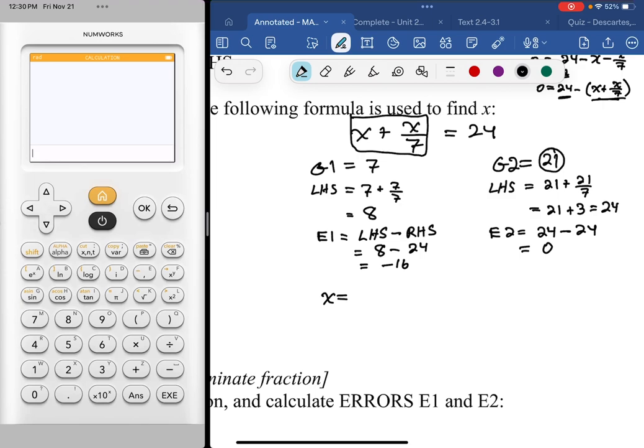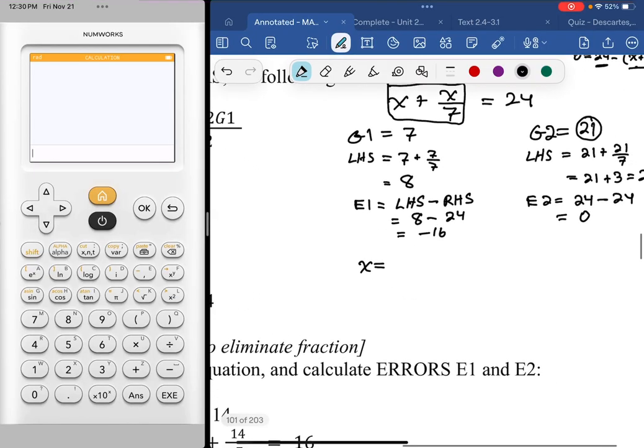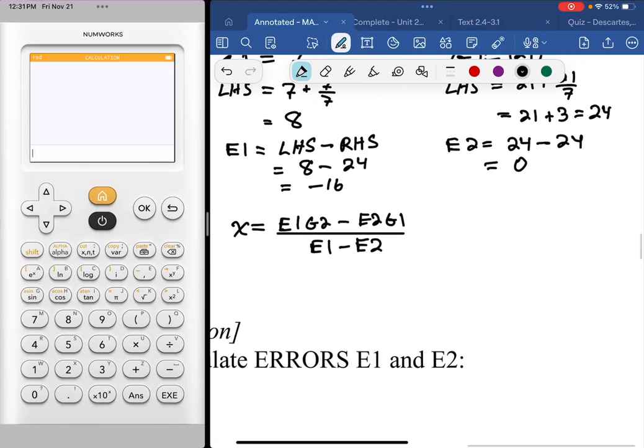So x is equal to your first error times your second guess minus your second error times your first guess over the difference of the two errors. I'll rewrite it here, but it's E1 G2 minus E2 G1. There's a little distributive property at work here. Sort of like a weighted system. It's a sort of scale factor idea, but we'll just focus on the algorithm for now.